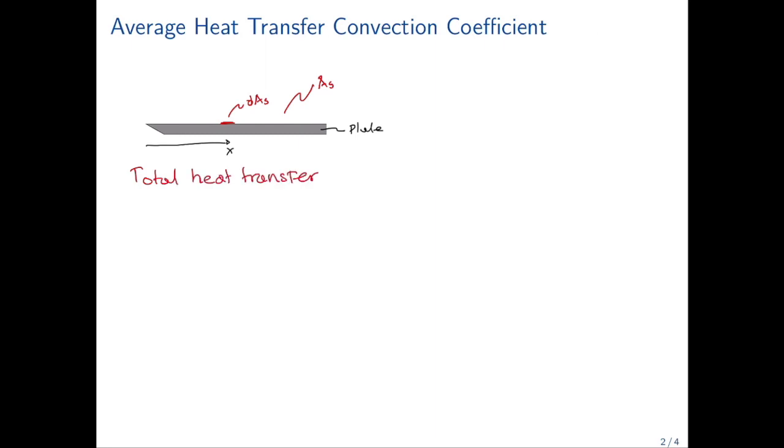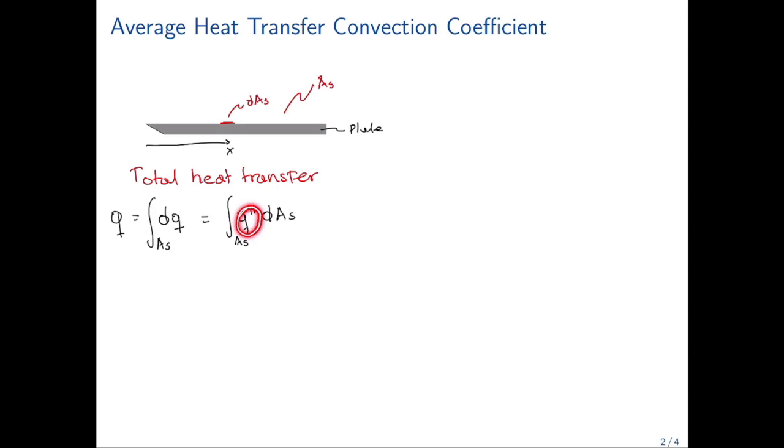As we know the information for the convection coefficient at this point, we can calculate the heat transfer of that section. That is going to be dQ equal to the heat flux multiplied by dAs. And to calculate the total heat transfer rate, we have to integrate over the total area, and this is equal to Q, the heat transfer rate.